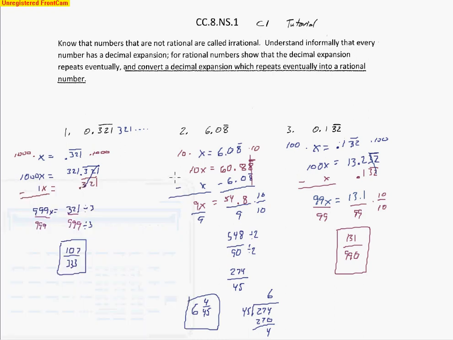So that is changing a rational number with a repeating decimal. So we're converting a decimal expansion, which repeats eventually, so this repeats eventually, into a rational number. Rational number is just writing a number as a fraction.